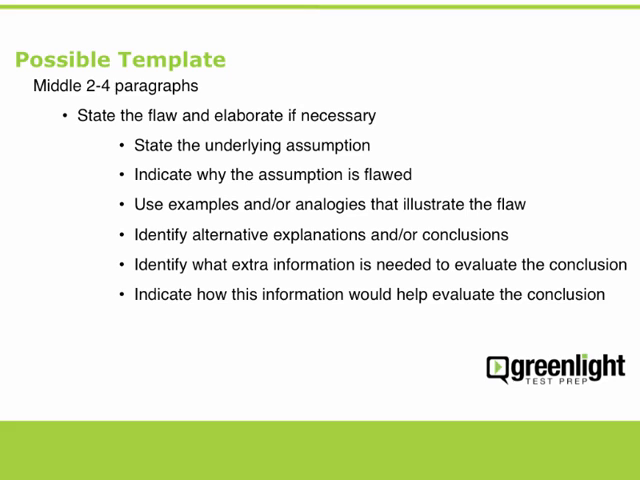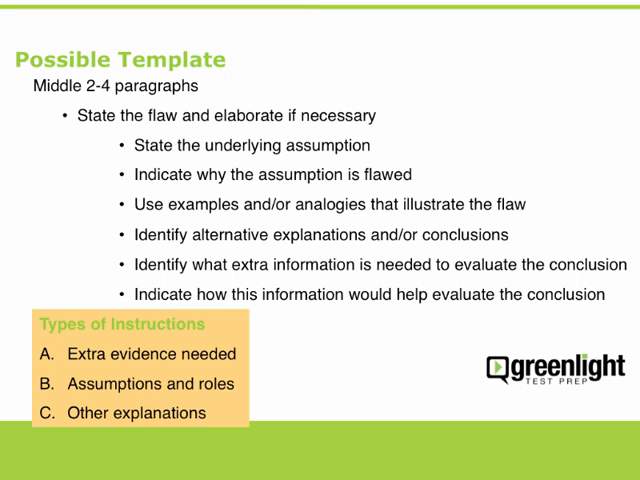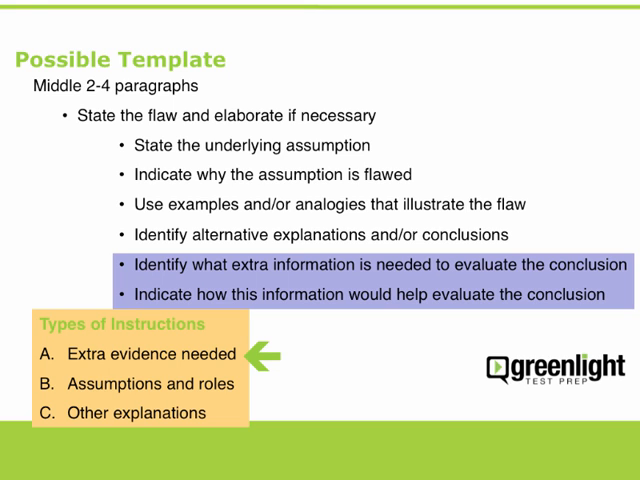Now, as I said, these are just options. The items that you choose to write about will depend on the type of instructions that accompany the given argument. So, for example, if the instructions fall in the extra evidence needed category, then your emphasis should address these 2 points along with any other points you feel match up with that given flaw.